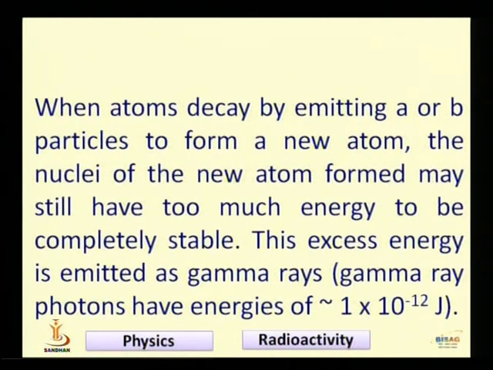You can see that when atoms decay by emitting alpha or beta particles to form a new atom, they still don't reach complete stability. There is still some energy in the newly formed atom. To get this stability, they have to emit that energy in the form of gamma rays. So when alpha or beta decay occurs, the nucleus of the new atom may still have too much energy to be completely stable. For that reason gamma rays are emitted, which have energy of 1 times 10 to the minus 12 joule.